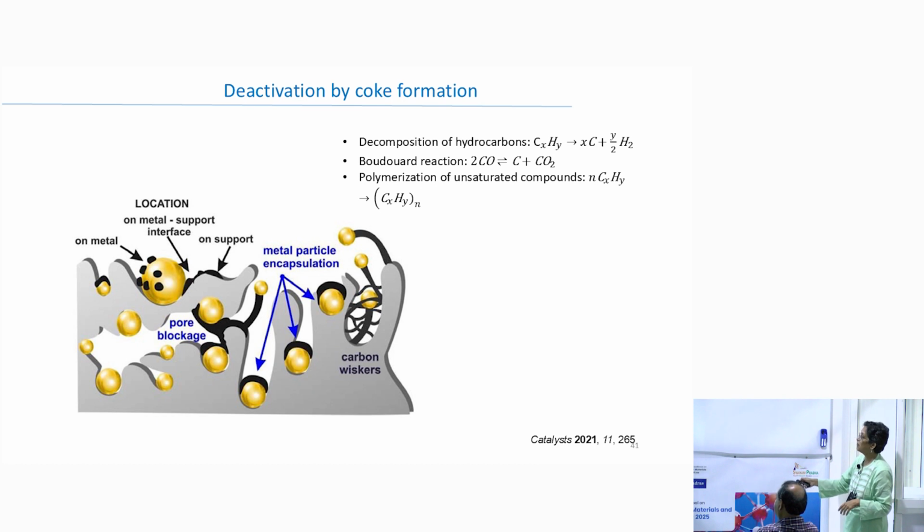And metal particle encapsulation. So if it is a big particle and then you have enough small carbon particles, it may be active. But if it is in a small pore of the support and it's completely covered, again it is a problem. And another major issue is this carbon whisker. It is like carbon nanotubes. You all know CNTs, right? How are they made? By cracking methane or any other hydrocarbons.